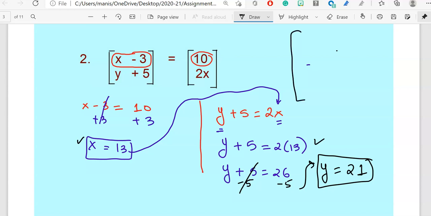Okay, now if in case you want to check, you can check also. Now see, x is 13. If I put it over here, what is 13 minus 3? 10. And this is y. What is 21 plus 5? It's 26. And 2 times x means 2 times 13, which gives you 26. So you can see both of them are equal. So you can check also.